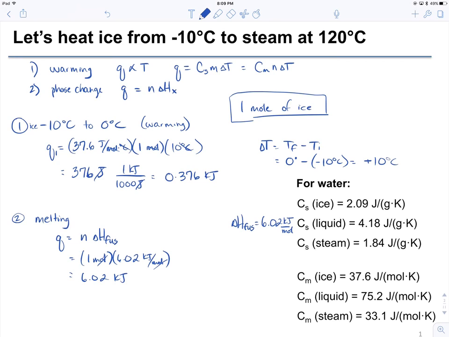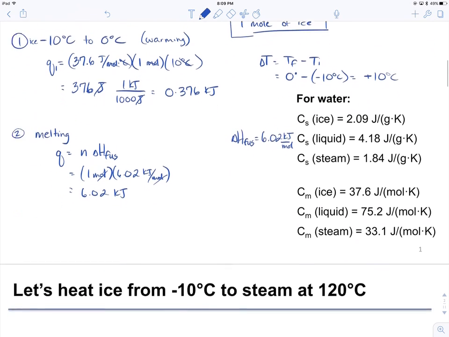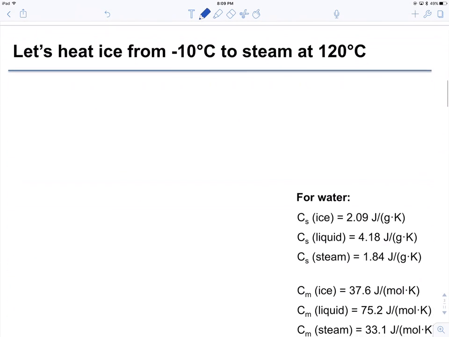And so that's how much heat would be required to specifically melt the ice. And we would end up with water at 0 degrees Celsius at that point. So moving forward in our calculations, we're on to step 3 now of our heating curve. And remember, step 3 now is we're taking liquid water from 0 degrees Celsius to 100 degrees Celsius, the boiling point. And so this is a warming phase again.